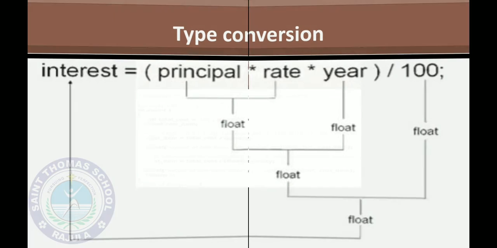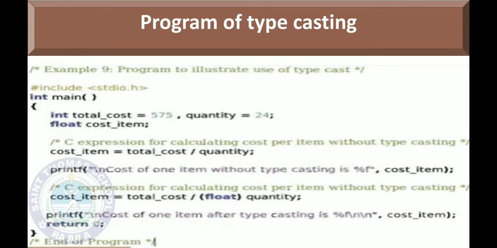So now we will see the program of that one, how we can do the typecasting. First you can see the program to illustrate the use of a typecast. First you have to include our documentation, then the header file, that is stdio.h, then integer main, our main function through which our program execution will begin.